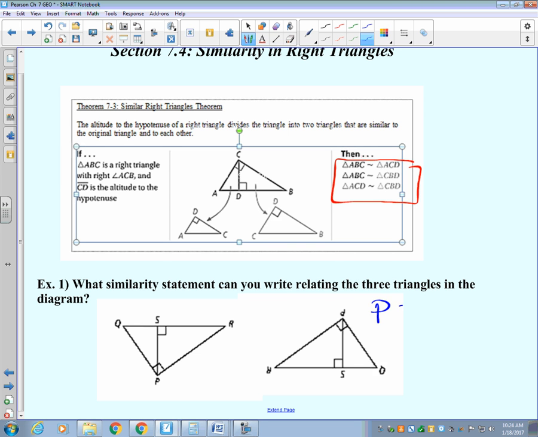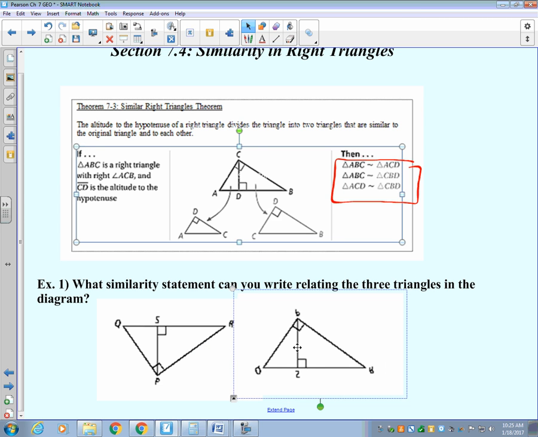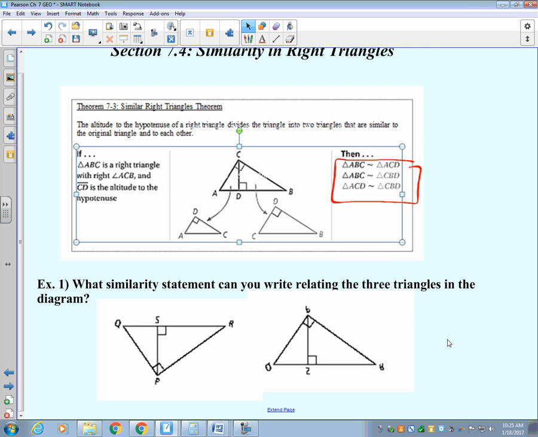that P is the same as C. P and C. R is the same as A. S is the same as D. Nope, it's backwards. Hold on. It's backwards. There we go. Like that. Okay. So P and C, still true. D and S, still true. Q and A. And B and R.